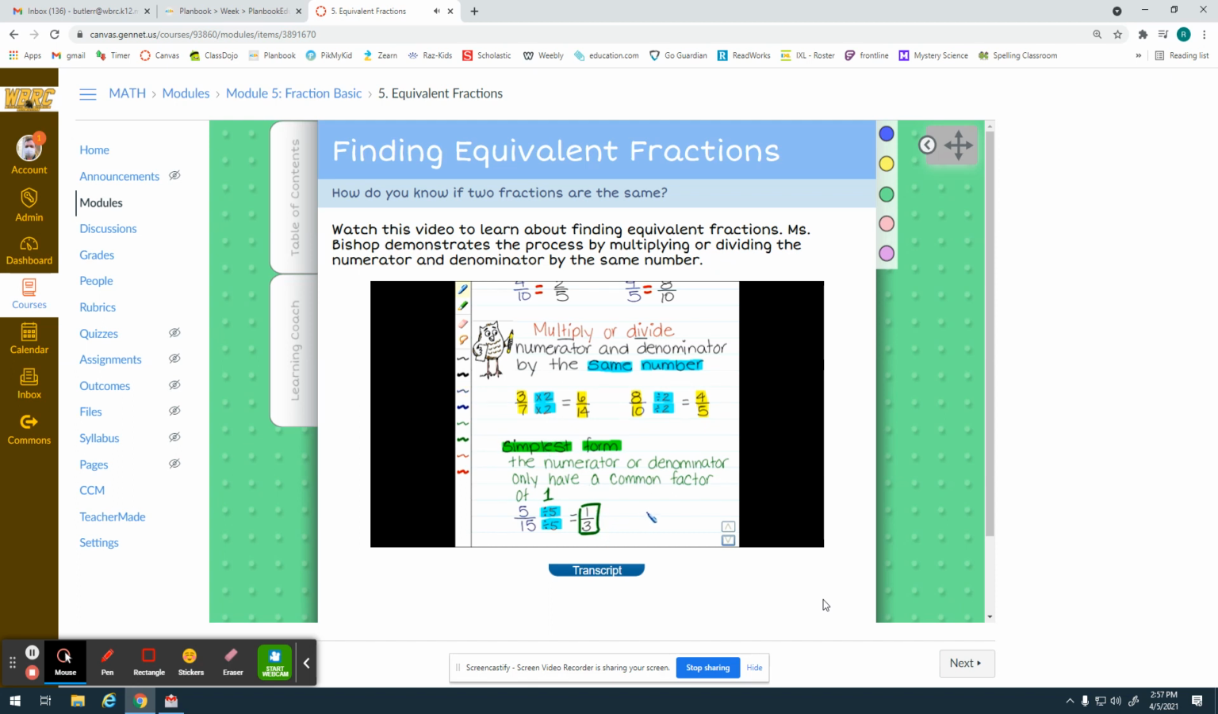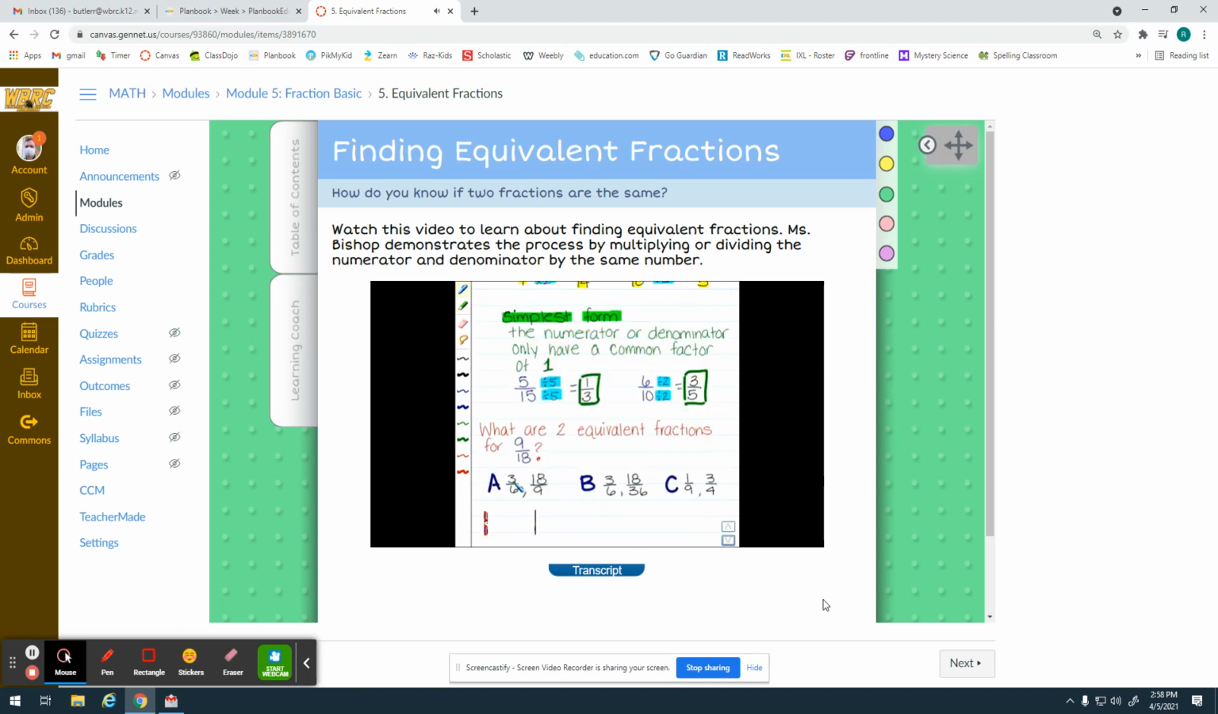Let's try that one more time. What if we had 6/10? Okay, well, we can find the number that goes into both of those. Let's see. Well, 2 goes into 6. Let's divide by 2. And 2 goes into 10. 6 divided by 2 is 3. And 10 divided by 2 is 5. Now, can we find a number that can be divided into 3 and 5? No, so 3/5 is the simplest form. And of course, 6/10 and 3/5 are equivalent fractions.